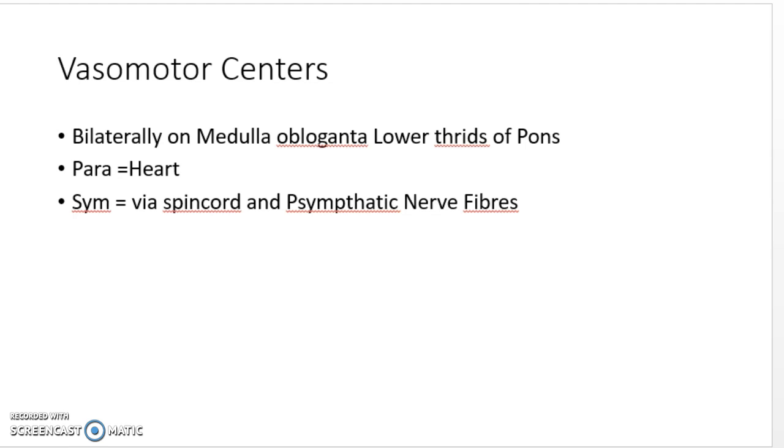Well, they are first of all located bilaterally in the medulla, the lower medulla oblongata, and very close to the lower third of the pons. And they transmit parasympathetic and sympathetic nerves. As we already know, the parasympathetic will go through the vagus, of course, to the heart, and the sympathetic goes to almost every arteriole in the whole body.